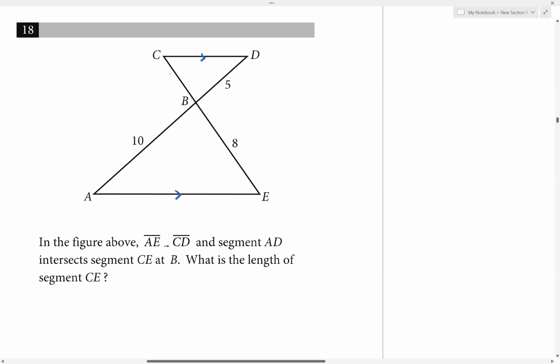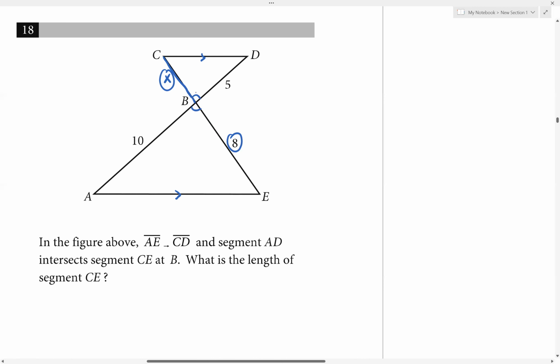Let's go and solve for CB here. If we have CB, we can add the 8, and that will give us CE. When we set up a proportion, we have to make sure we match it up correctly. Here, the X and the 8 should go together.